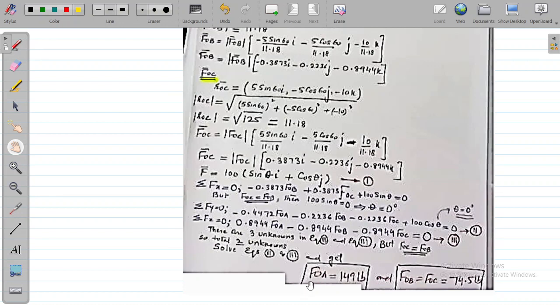When you solve it, you will get FOA equals 149 pounds and FOB equals 74.5 pounds. But since FOB equals FOC, FOC will also equal 74.5 pounds. So it's a very challenging problem with a lot of concepts. I hope I have tried to make it as simple as possible so that you understand, and the only way you can understand it further is to solve it by yourself. This will give you more insight, after my video, when you solve it by hand.